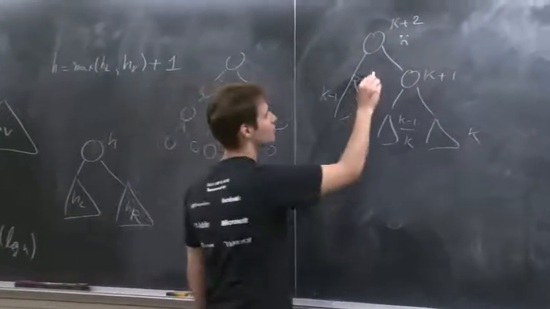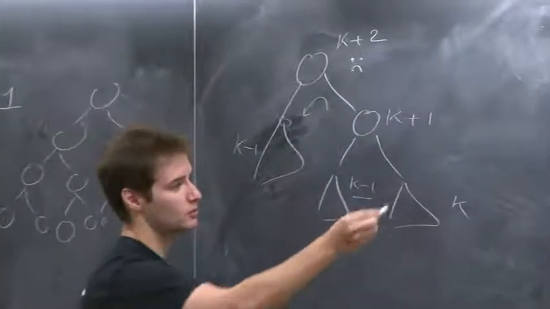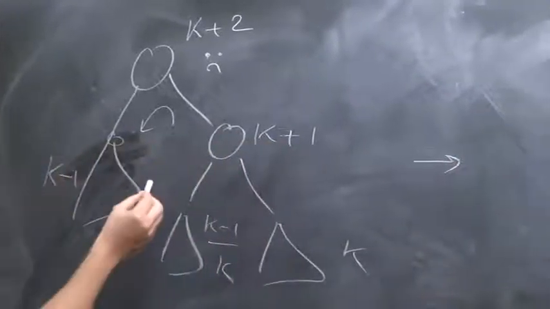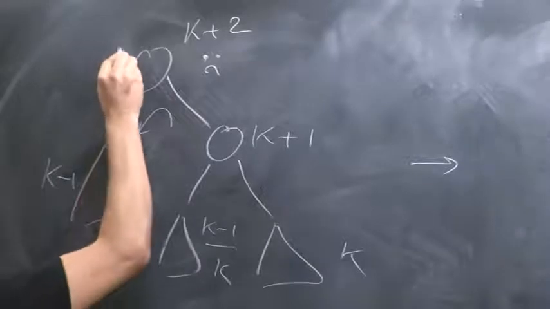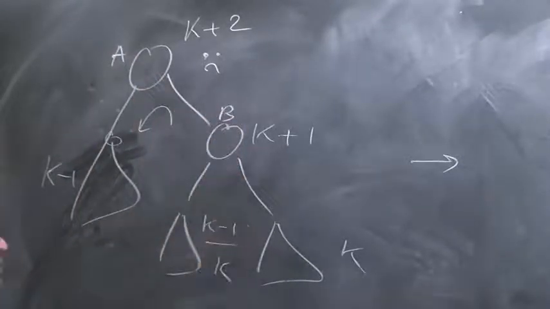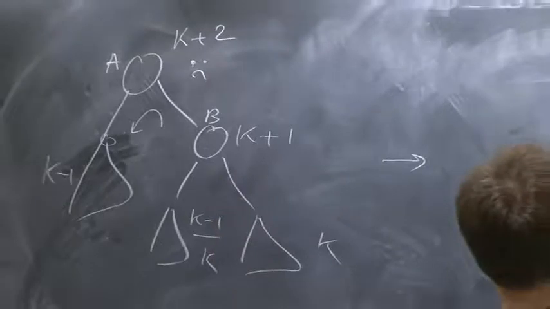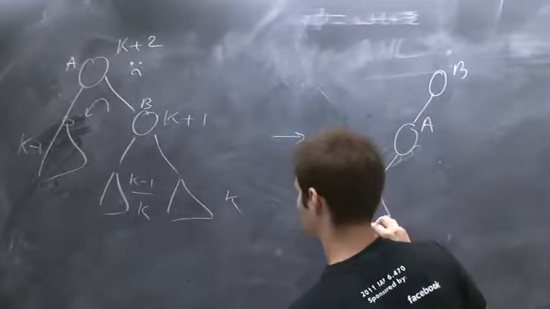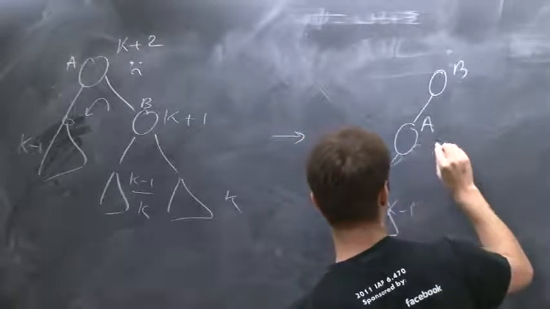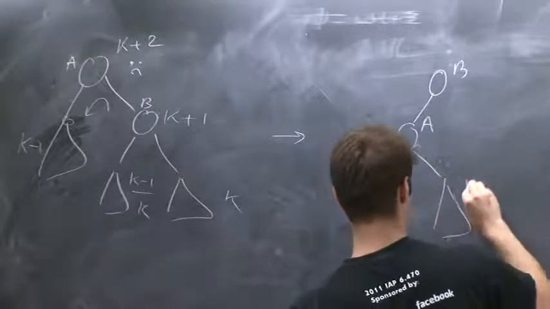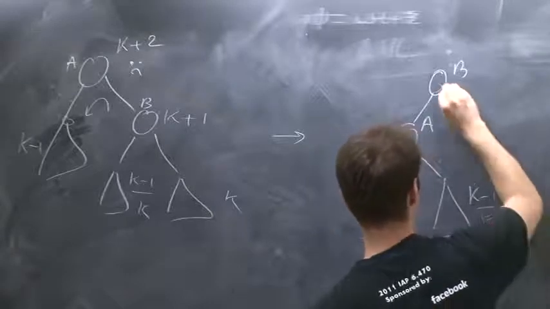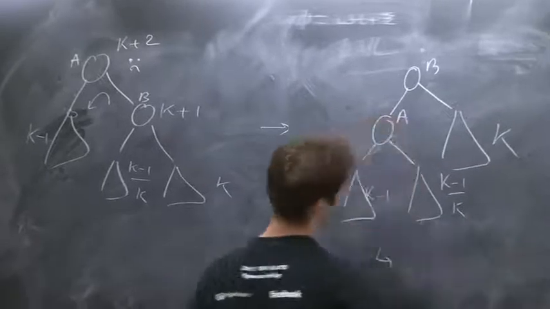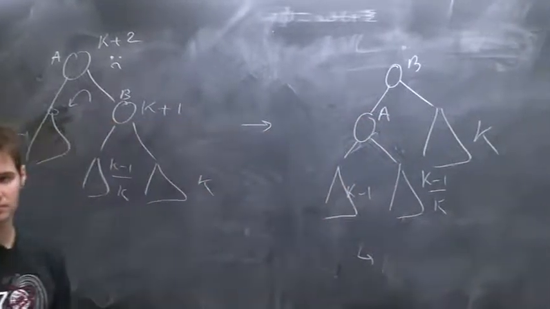So it better be a rotation, right? Because we spent so much time figuring out how to rotate. Let's see what happens if we rotate this way. The way to keep track of this is I'm going to label my nodes: B, A. The left child of A has height k minus 1. This one is k minus 1 or k. So what's the height of A now? K.